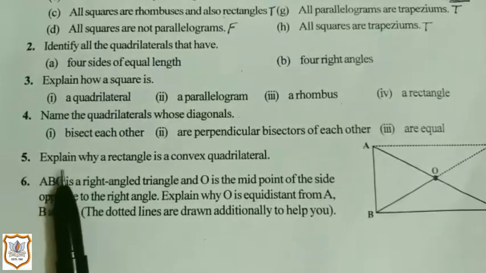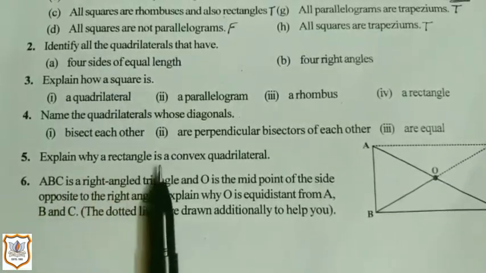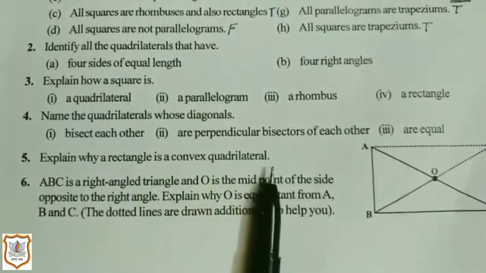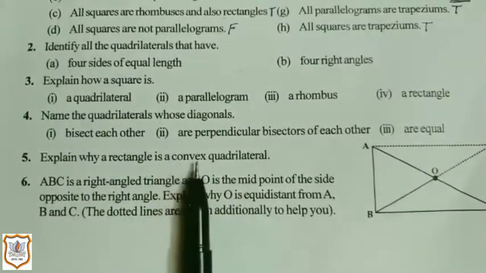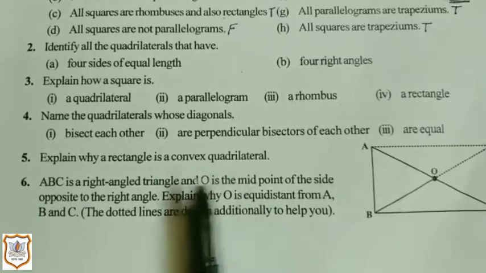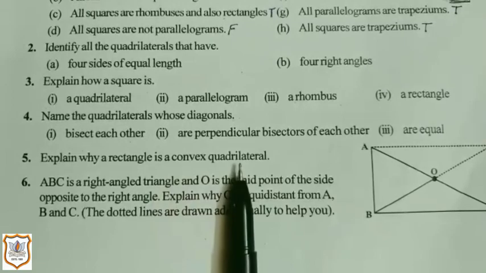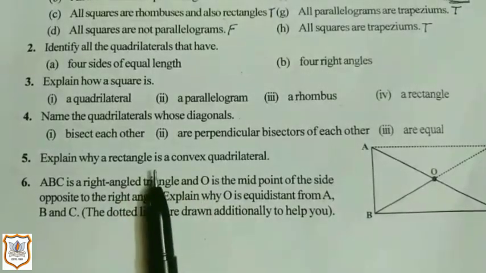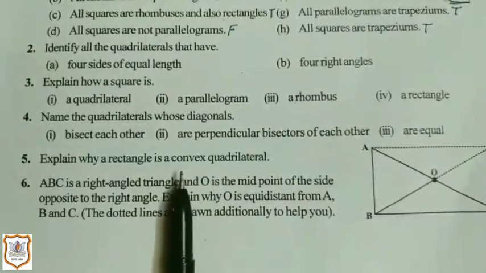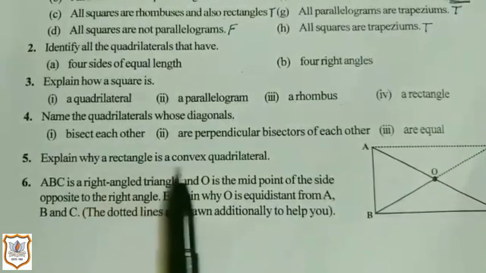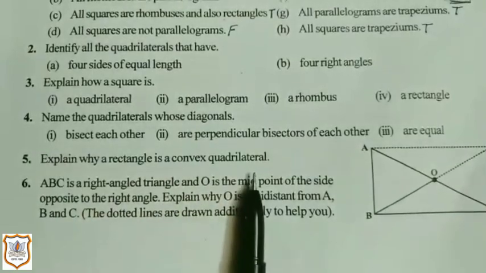Next, explain why a rectangle is a convex quadrilateral. So students, as you know, in a convex quadrilateral, all diagonals lie in its interior. So in a rectangle, both diagonals lie in its interior. So a rectangle is a convex quadrilateral.